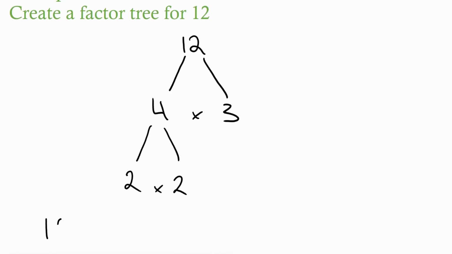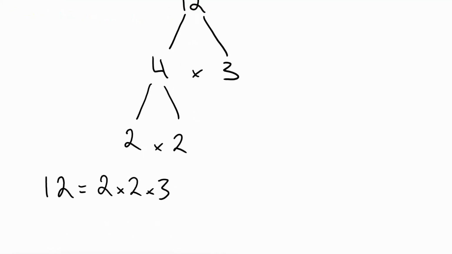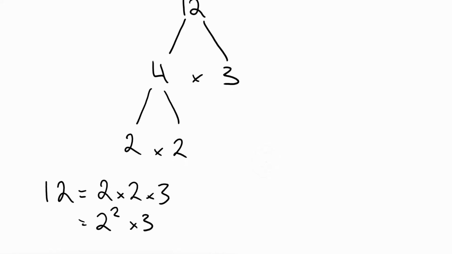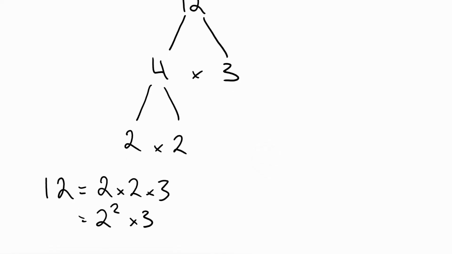So what we can say down here is 12 equals 2 times 2 times 3. You could even write it as 2 squared times 3, but essentially we've worked it down into its prime numbers. So that is how we use and create a factor tree.